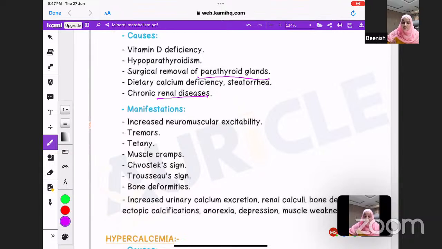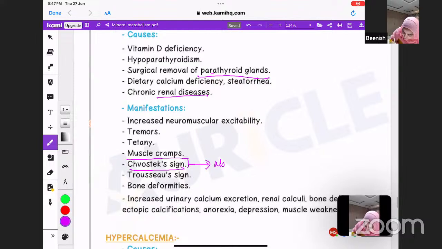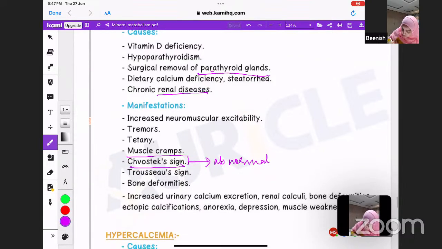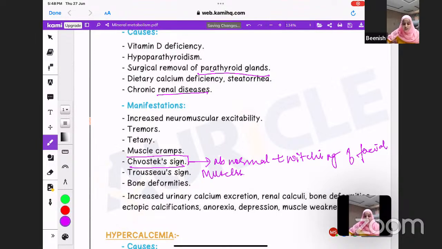Now, what is that? It is a clinical sign that someone is having low calcium levels. So here, what is happening? There's abnormal twitching of the facial muscles. Okay. So what is going to happen here is when the facial nerve is tapped in front of the ear, like somewhere here, the facial muscles of that side are going to contract. Okay. So if this is happening, it is a sign of low levels of calcium. So this is known as Chvostek sign.